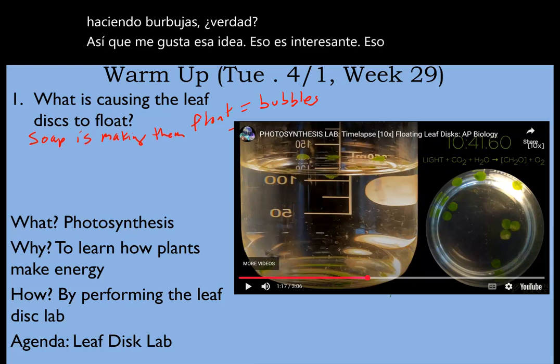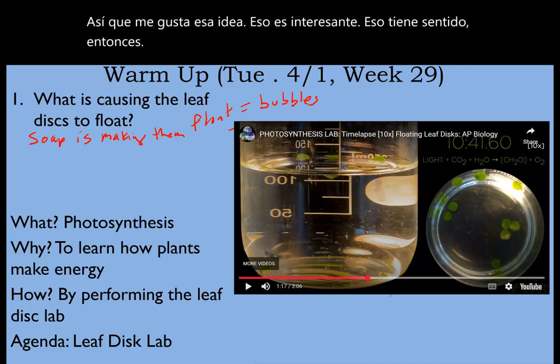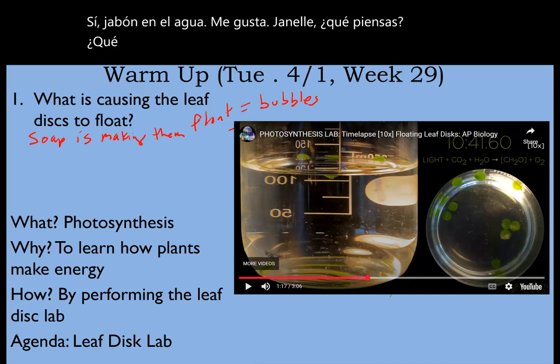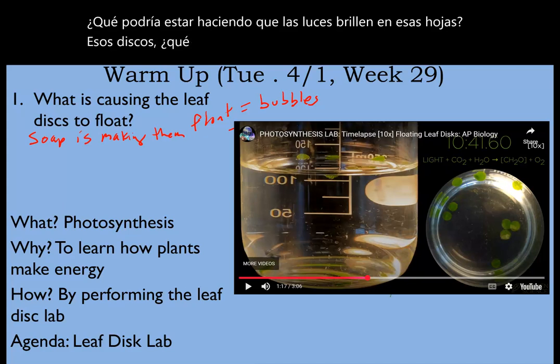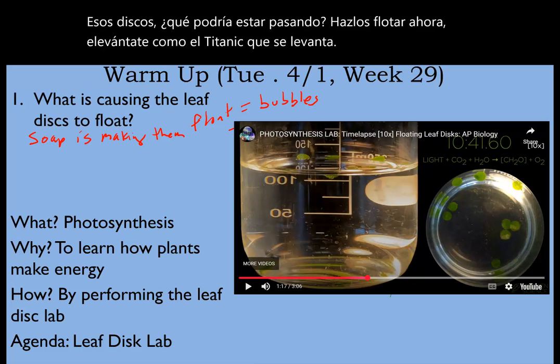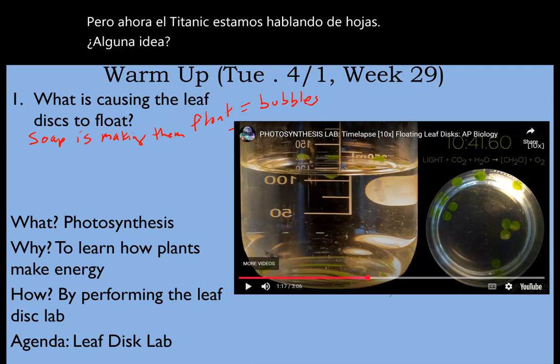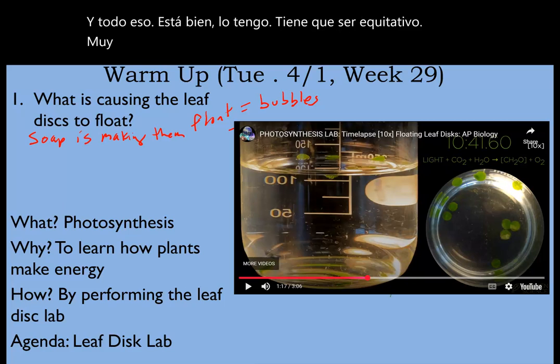That's interesting. That kind of makes sense. Yeah. Soap. Yeah, the soap in the water. I like that. I didn't expect that. Janelle, what's your thought? What could be making, got light shining on those leaves, those discs. What could be happening to make them now float, rise up, like the Titanic rising? But not the Titanic, we're talking about leaves. Any thought? No thought? Okay. Gotta be equitable. All right, Ezekiel, what's your thought? What's making them float up?